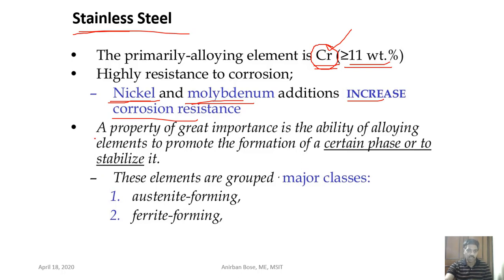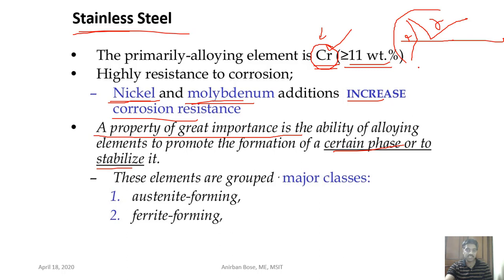Okay, a property of great importance is the ability of the alloying element to promote formation of certain phases and stabilize them. Since along with the carbon you are mixing chromium or nickel, because of that, whatever we have seen in the iron carbon phase diagram, those austenitic regions or the ferritic regions actually change. The temperature changes, the composition changes when you are adding the alloying element, that we have already seen. And here is the main thing, the different classes of stainless steel occur.